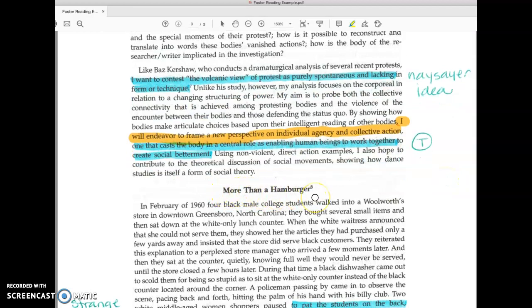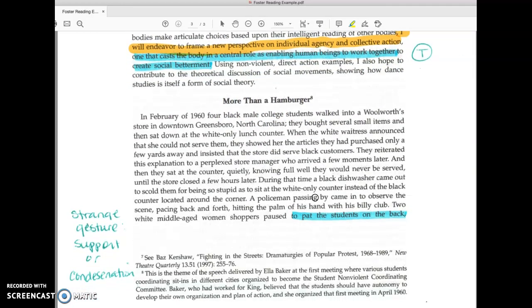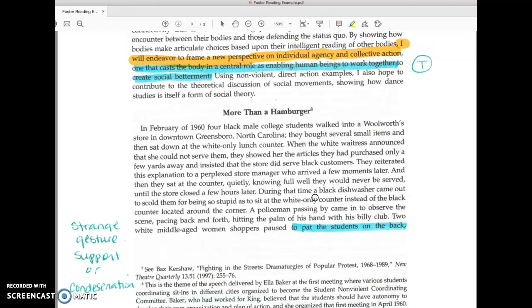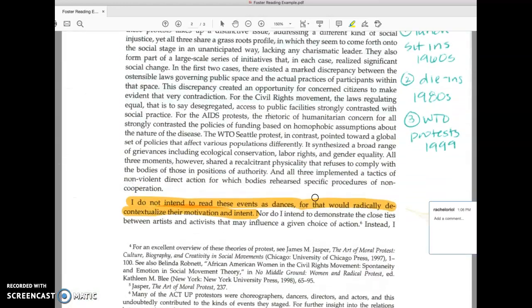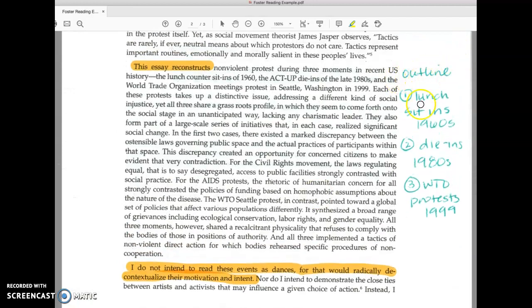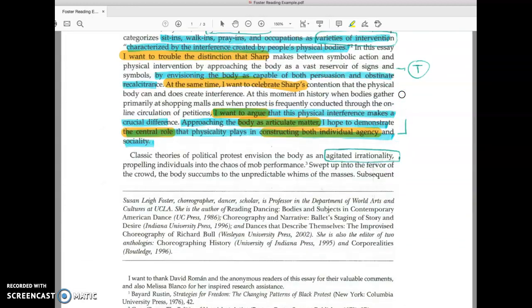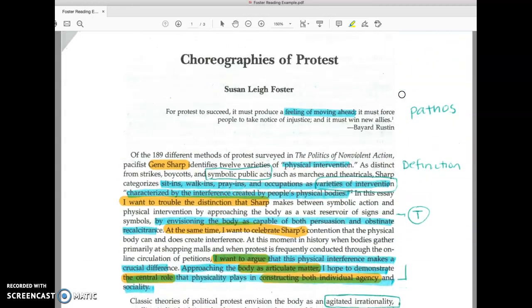"More than a hamburger" likely refers to the sit-in protests from the civil rights movement in the 1960s. And that makes sense because going back to this outline paragraph, that is what she tells me she's going to do first. So again, this video is just to help you understand different ways of taking notes, engaging with the text, and making sure you understand what's going on.